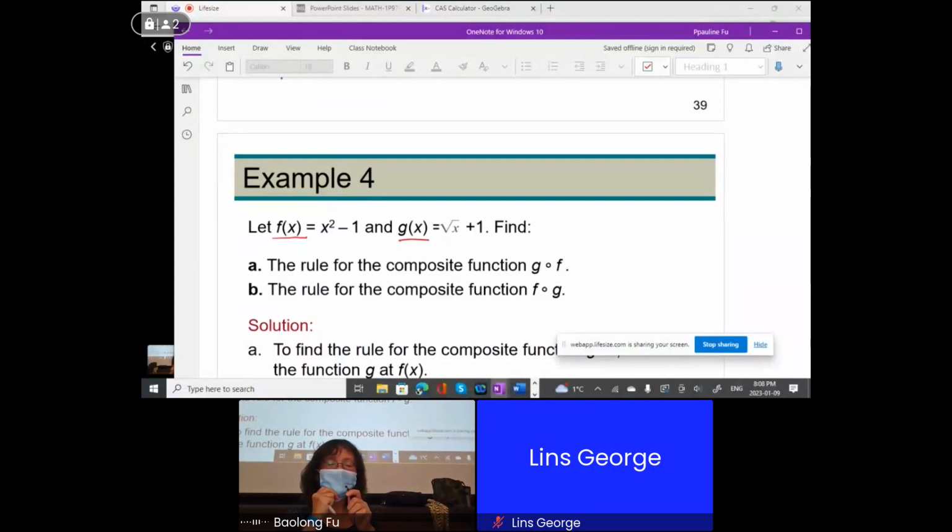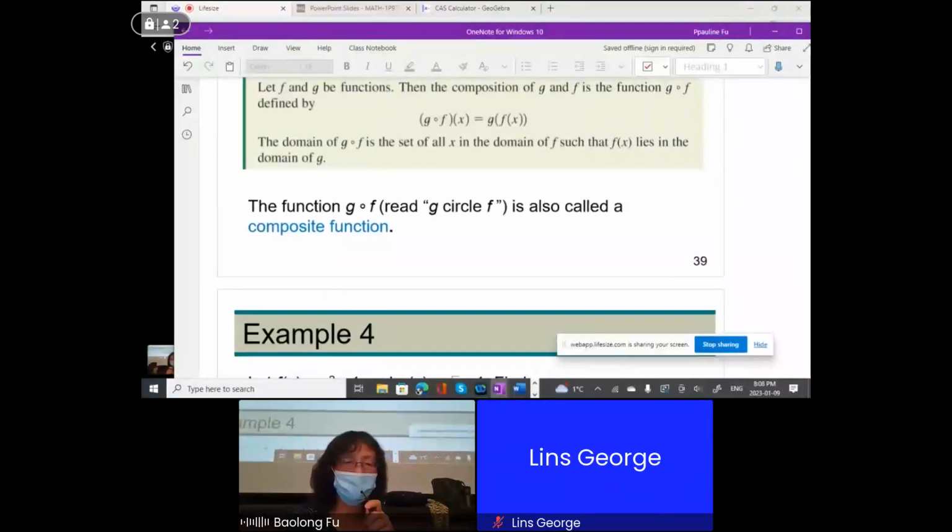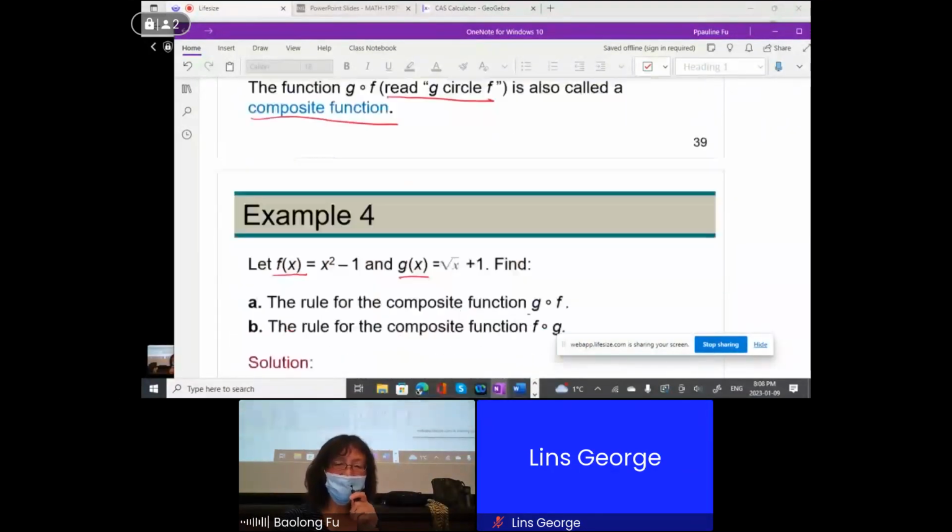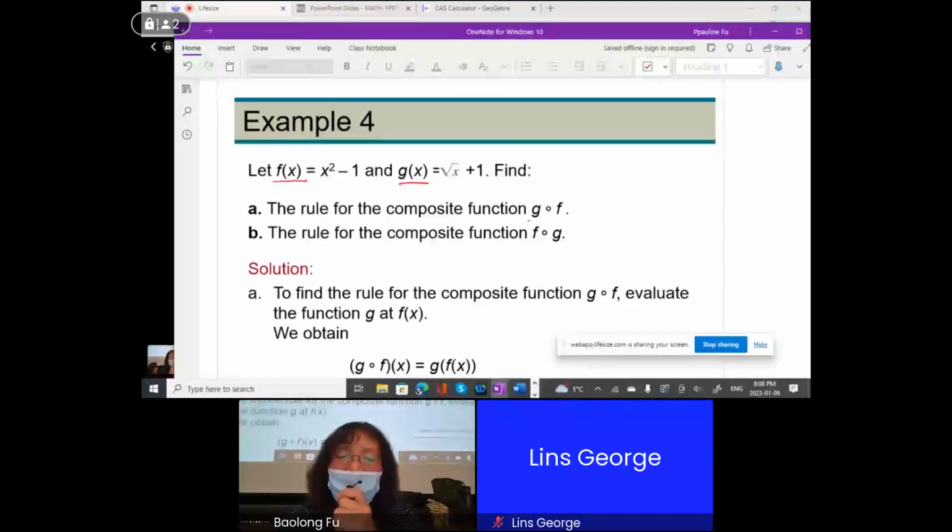Now you are asked for the composite function. What do we read? This one is read as g circle f. Sometimes it's also called a composite function. So how do you read this? g circle f. What does g circle f mean?